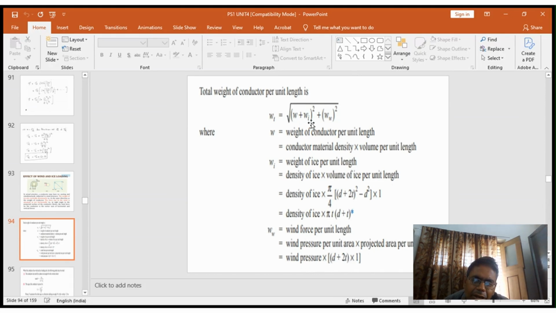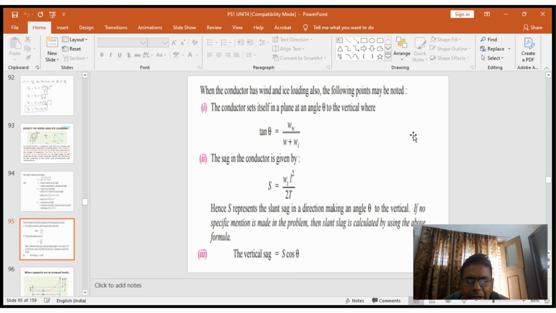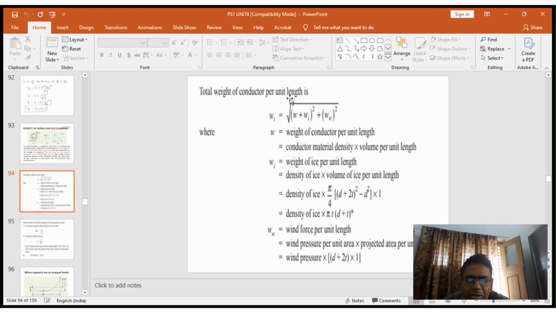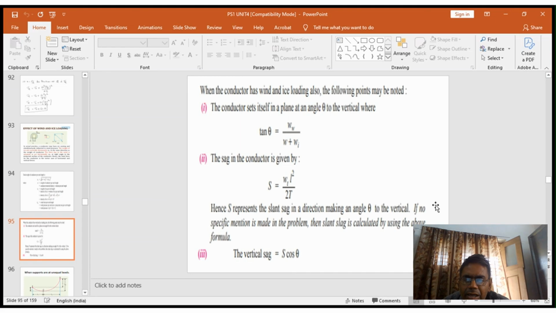After getting the weight of the ice Wi and the wind force, the equivalent weight of the conductor is Wt equal to the square root of (W plus Wi) whole square plus Ww square. That is nothing but the total weight of the conductor. Then, after getting the weight of the conductor, sag is equal to omega t into L square divided by 8T. This is nothing but the sag.